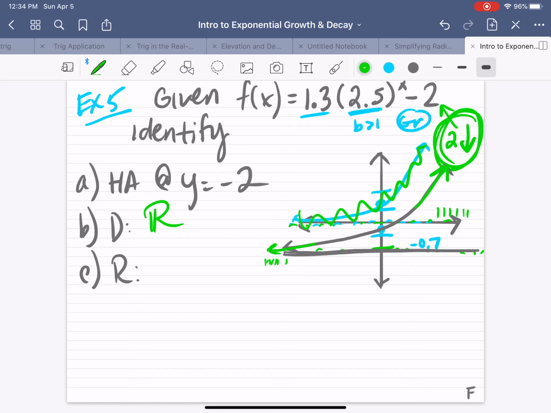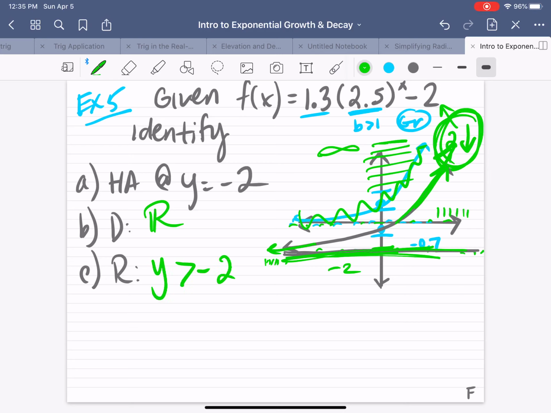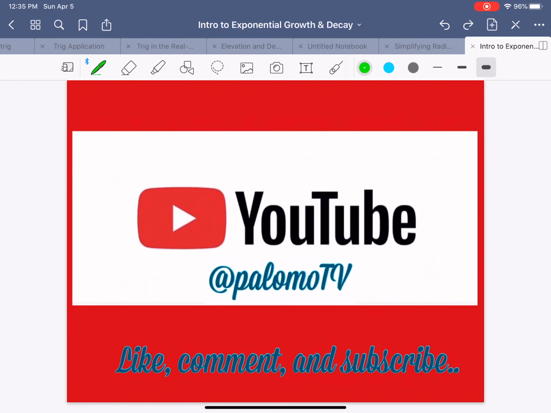The range, bottom to top, looking at y values. The lowest y value is here at the HA, which is -2. Then the graph goes up, approaching +infinity. So the range is everything greater than -2. And of course, no equal to, because the graph approaches, it is increasing from -2 and it will never touch -2. So that was the introduction to exponential growth and decay.